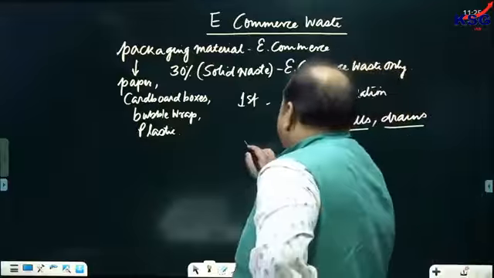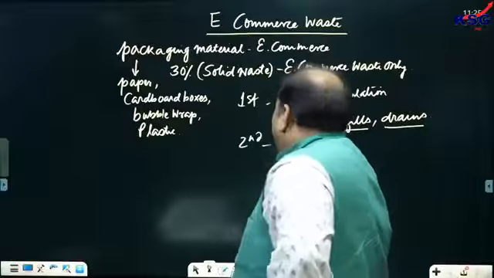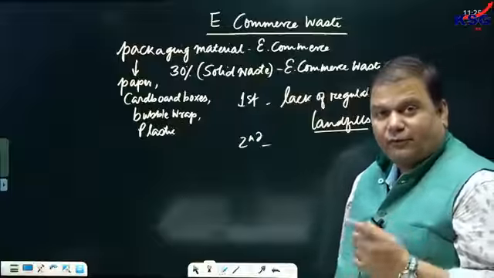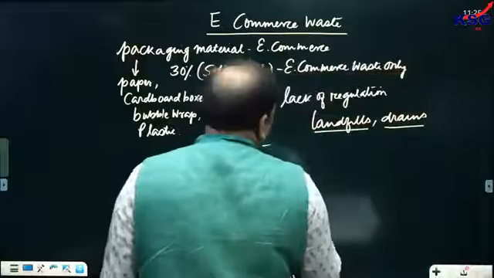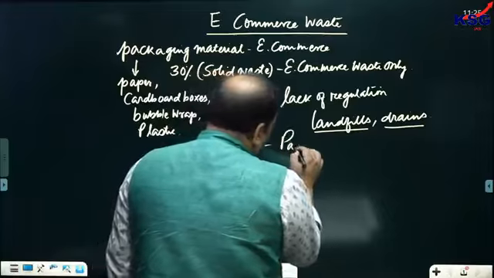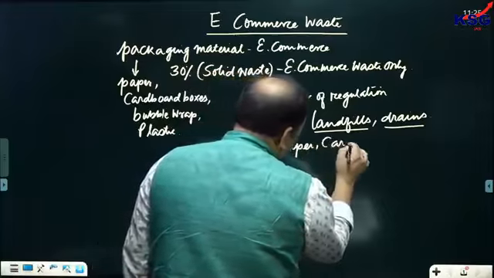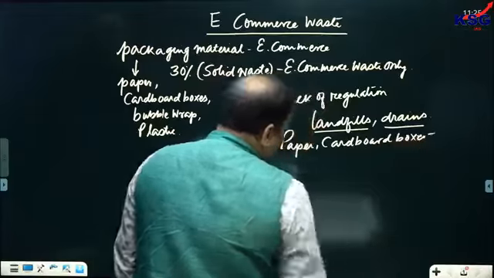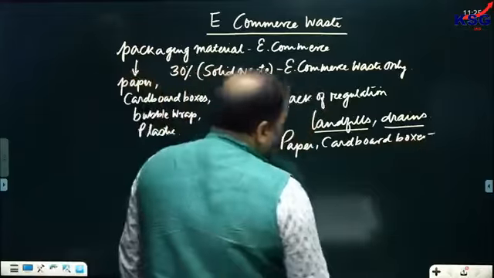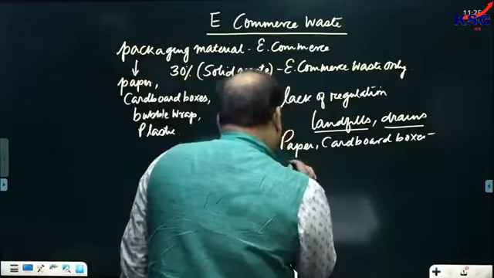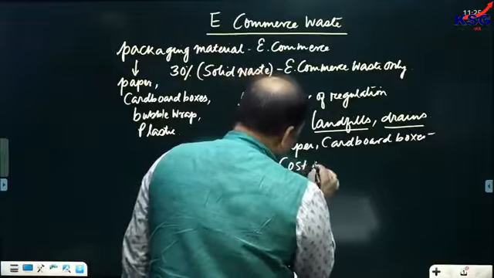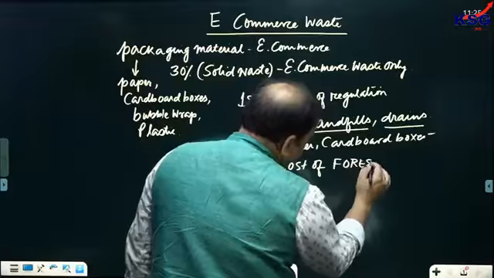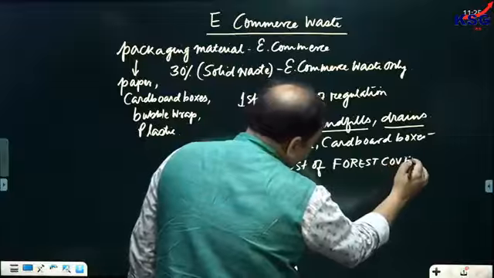And the second concern is what? That bulk of it is paper and cardboard boxes. It means that it comes at the cost of forest cover.